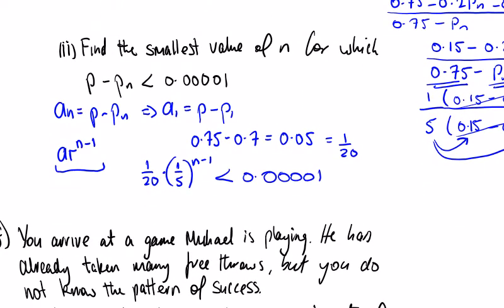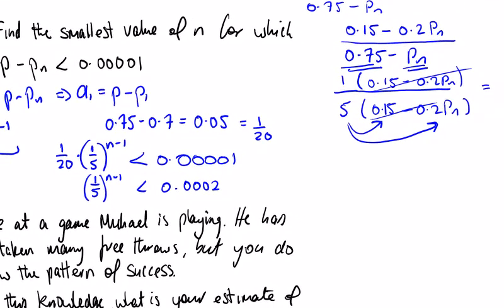So this is logs, isn't it? I'm going to start by multiplying by 20. So I'm going to get 1 over 5 to the power of n minus 1 less than, and if I multiply that by 20, I get 0.002. So I'm going to have to go to the right here. So n minus 1 by the log of, actually I'll change it to a decimal now, 0.2, has to be less than the log of 0.002. So I need to divide across by the log of 0.2.